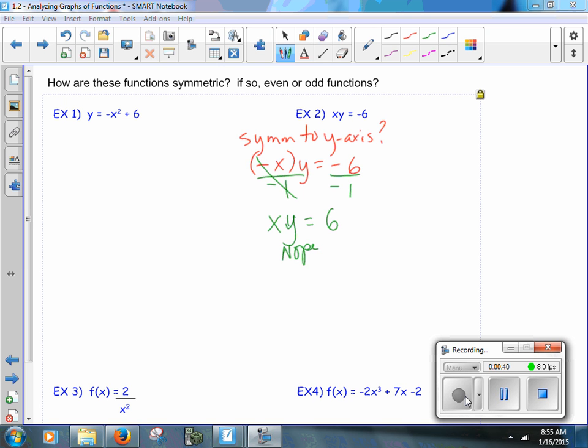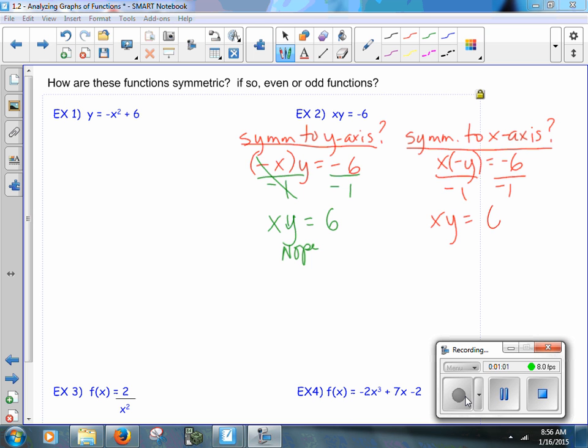Let's try symmetric to the x-axis, which means opposite of x is, and opposite of y is, so I'm going to plug in negative y. What's going to happen here? Same thing's going to happen. Nothing. Nope. Now what do we do?